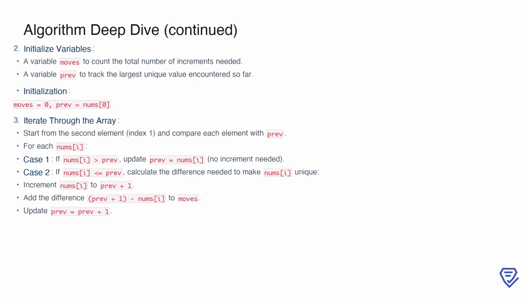With these variables in place, we'll iterate through the array starting from the second element, comparing each value to previous. If the current value is greater than previous, no increment is needed, and previous is simply updated to the current value. However, if the current value is less than or equal to previous, it means there's a conflict. In this case, we calculate the number of increments required to make the current value unique, which is previous plus 1. We then add the difference between previous plus 1 and the current value to moves, and update previous to this new unique value. This approach ensures that all conflicts are resolved incrementally and efficiently.